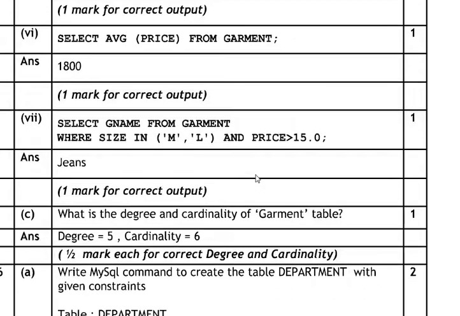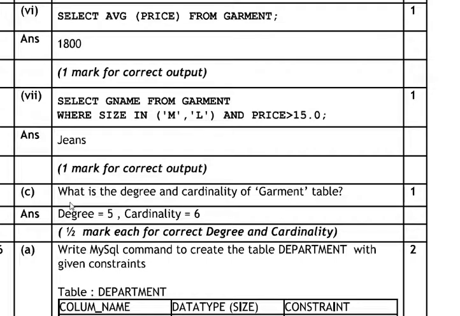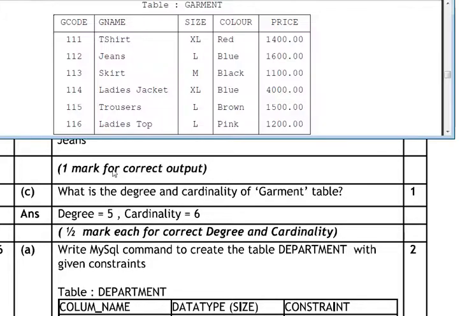Okay, so now this is another question which says: what is the degree and cardinality of the garment table? Obviously, the number of rows and number of columns. The number of columns is called the degree and the number of rows is called the cardinality. We have seen there are 6 rows and 5 columns. If you see, we have 1 2 3 4 5 columns, so degree is 5 and cardinality is 6: 1 2 3 4 5 and 6.